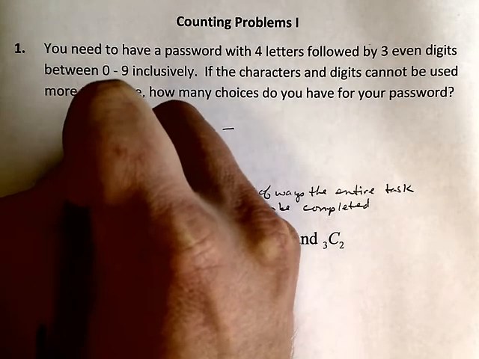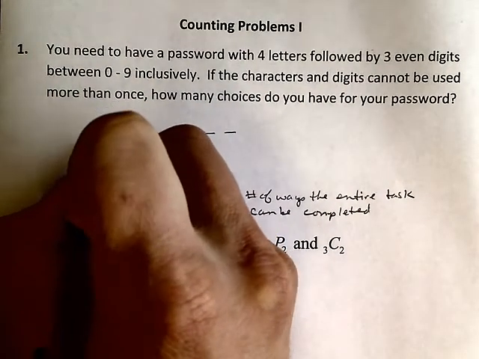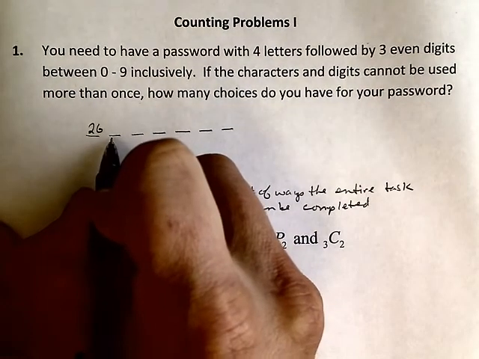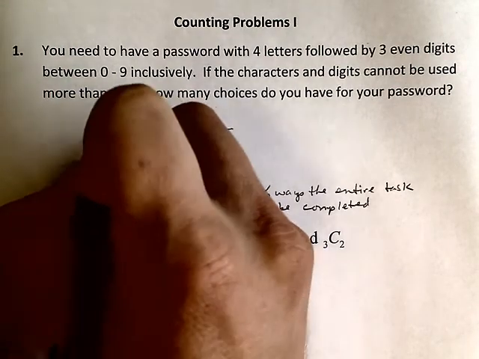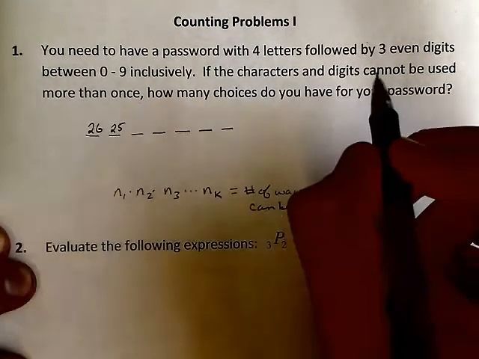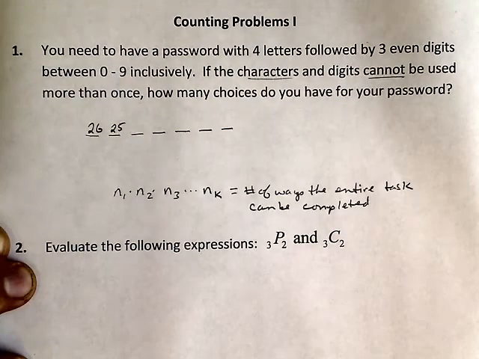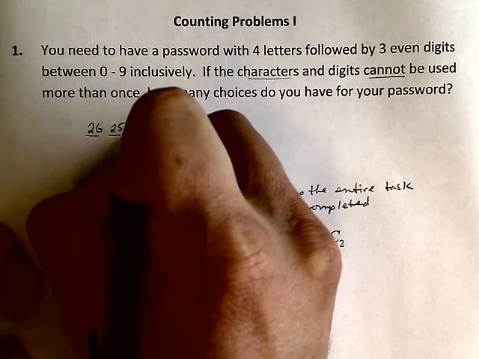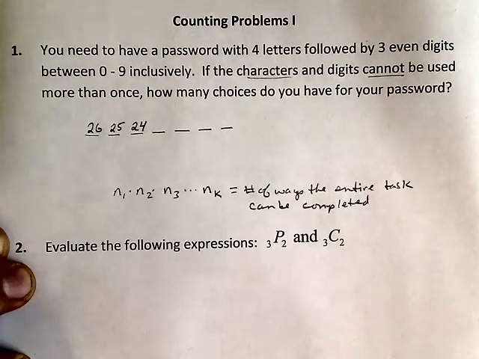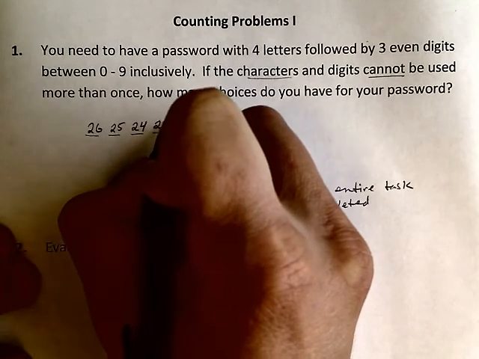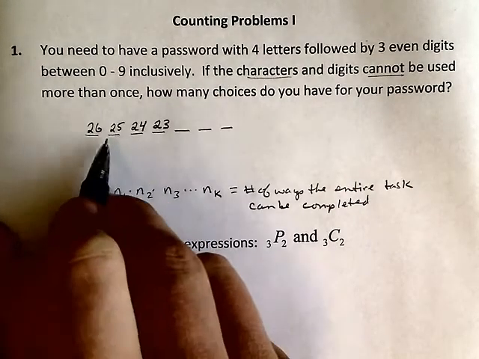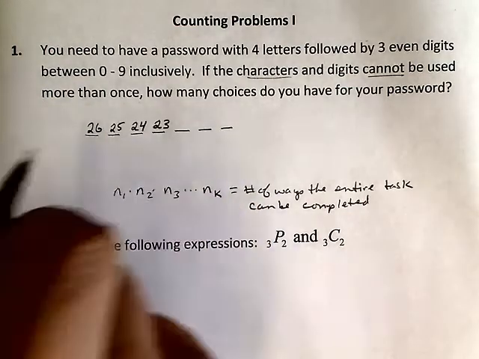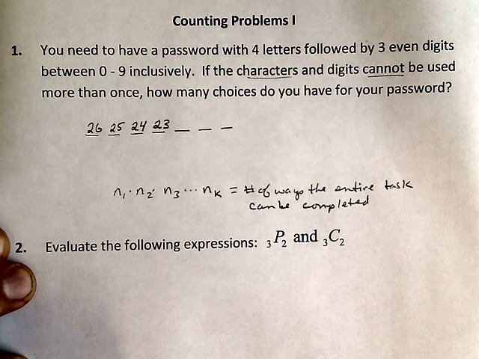Okay. How many letters are there? Well, there's 26 letters. So there's 26 ways for this step to be done. The second character must also be a letter, but there's only 25 ways that it can be done because the characters cannot repeat. They cannot be used more than once. The third step here is to have another letter. There's 24 ways for that to be done. And the fourth step, there's now 23 ways because in these first 3 steps I've already used 3 letters, so there's only 23 ways left over to complete this step of the task.